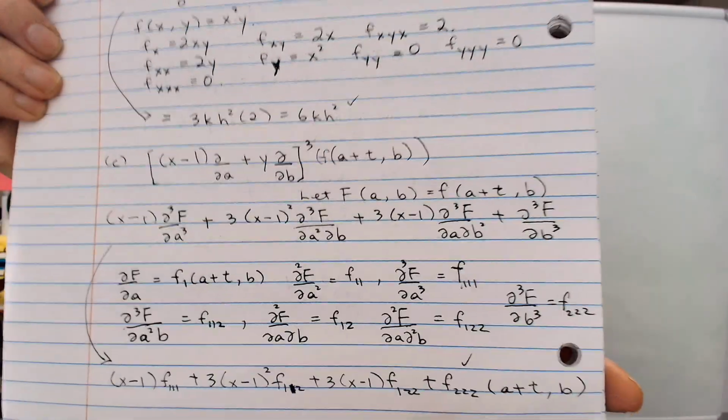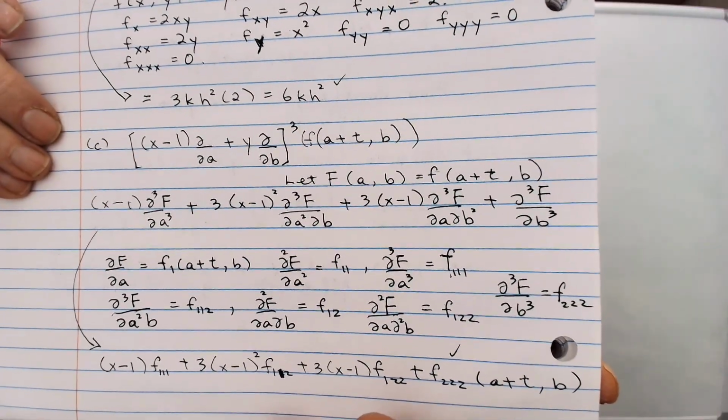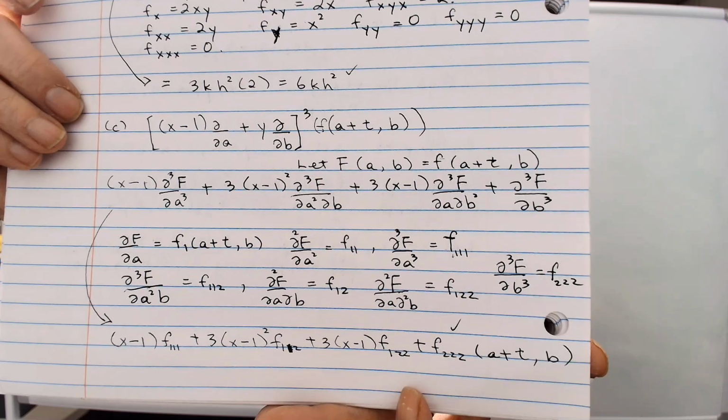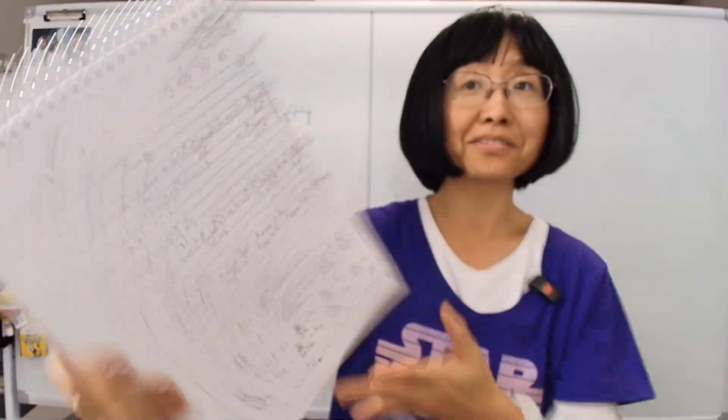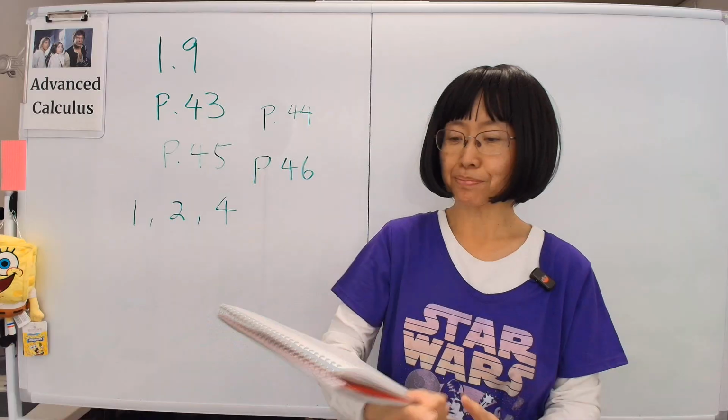And then part C, the same thing. We just write out all the stuff according to the formula, and out comes this answer after you go through a whole pile of things. Okay, so that's problem 1.